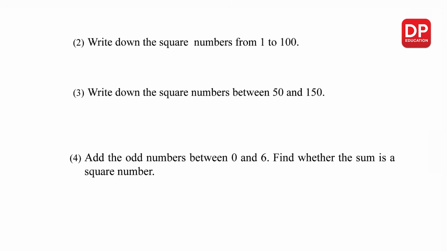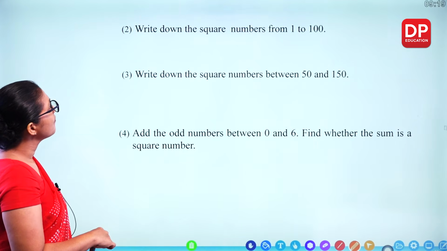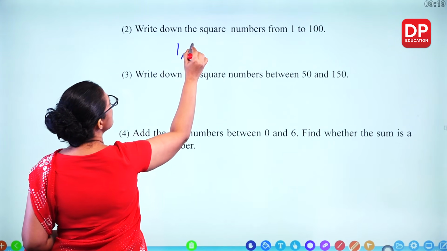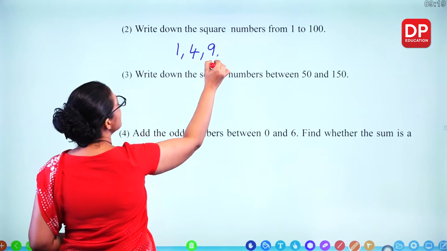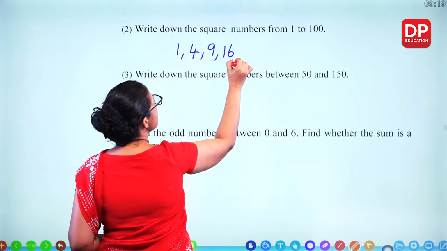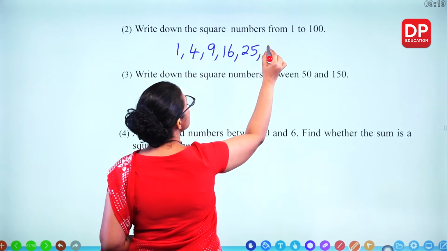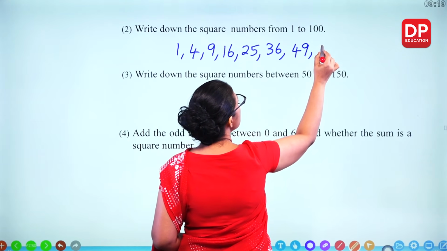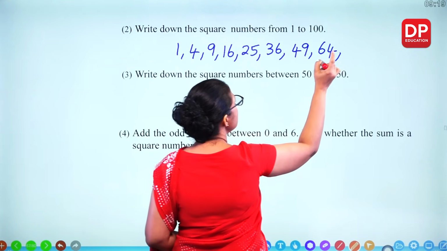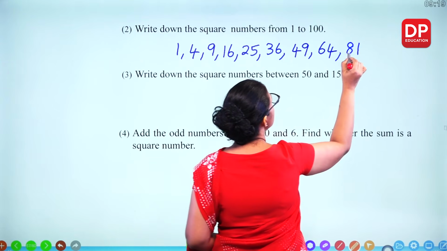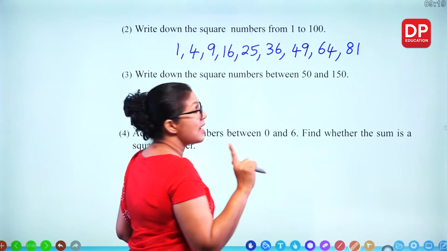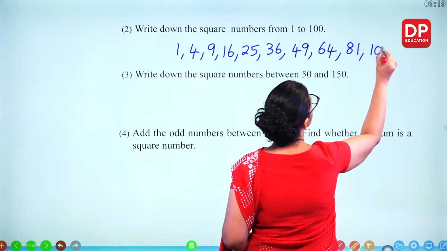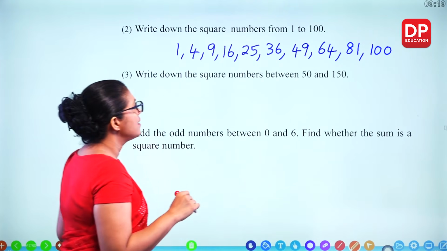Write down the square numbers from 1 to 100. So 1 to 100 square numbers. 1. 2 times 2, 4. 3 times 3, 9. 4 times 4, 16. 5 times 5, 25. 6 times 6, 36. 7 times 7, 49. 8 times 8, 64. 9 times 9, 81. 10 times 10 also you can. 1 to 100, that means you can write 100 as well. So 10 times 10, 100.